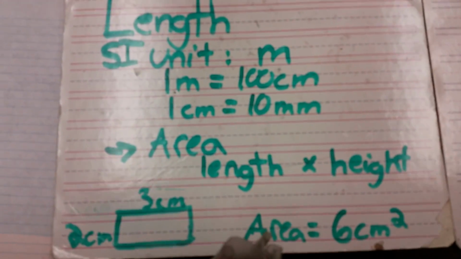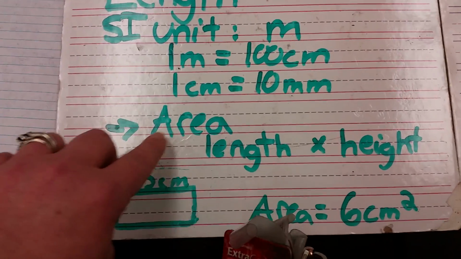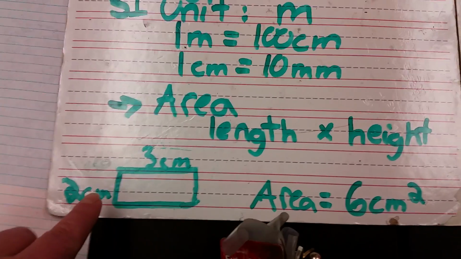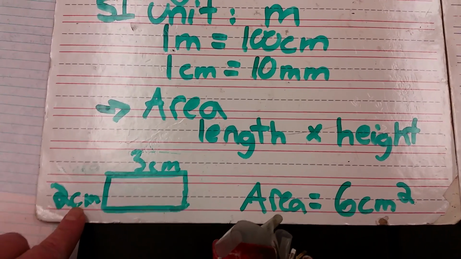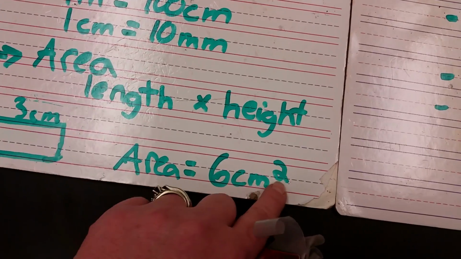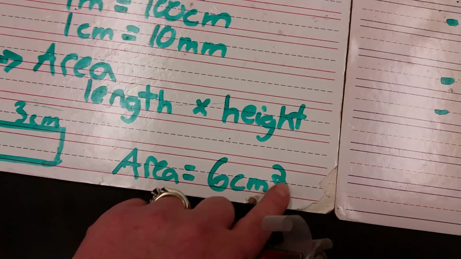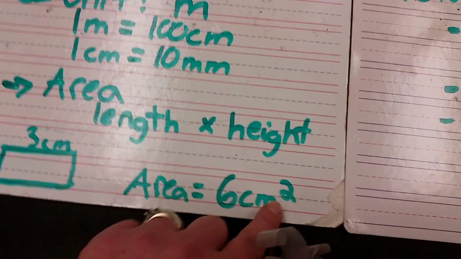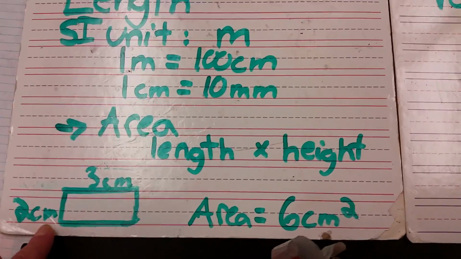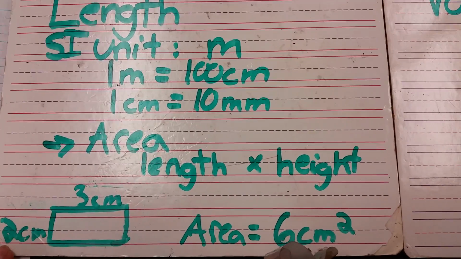I can also take length and find area. So if I wanted to find the area of a rectangle or a square, I just simply multiply length times height. So 2 centimeters times 3 centimeters is 6 centimeters squared because I multiply my units too. So I'm going to have square centimeters, or whatever other unit I measured in, that would also be squared if I were actually going to do this for an area measurement.